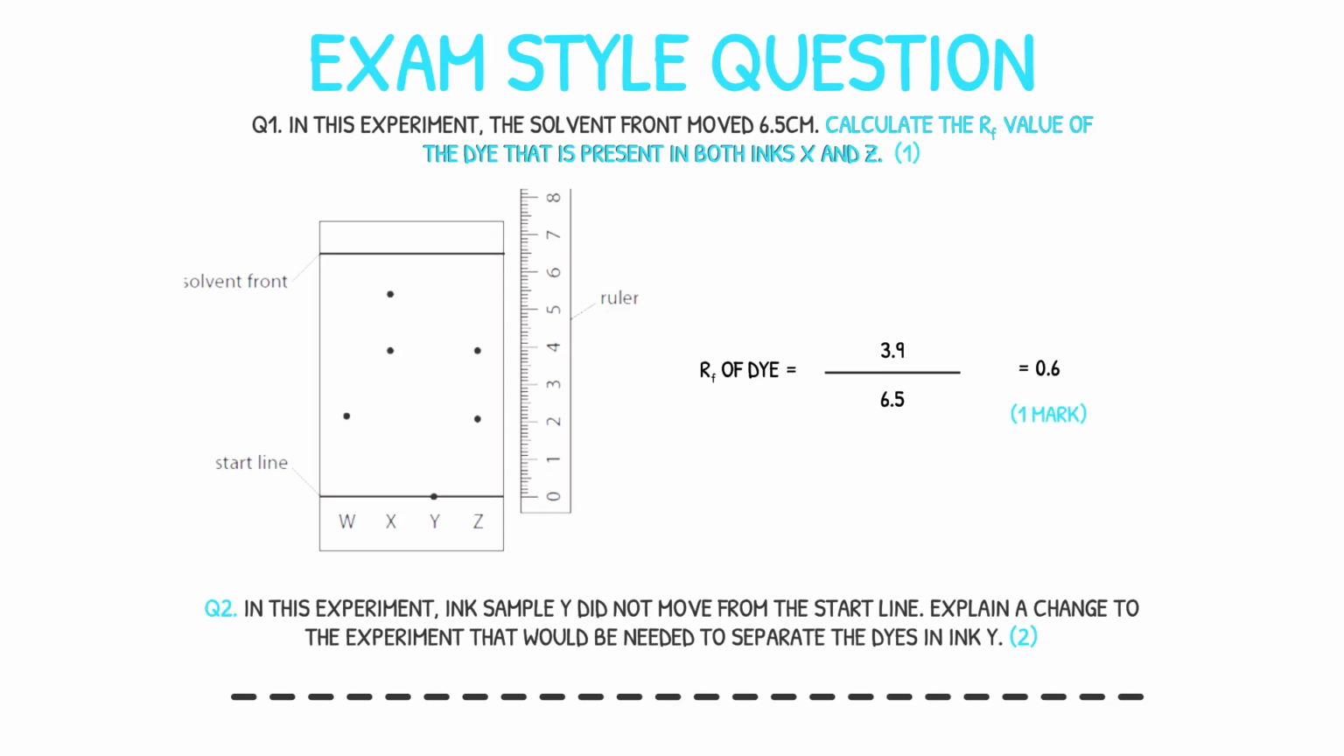The question continues and indicates that sample Y did not move from the pencil line. What change can be made to get the ink to separate? There is only one way to go about this, and this is by changing the solvent. To achieve the 2 marks here, you would have needed to mention that the solvent should be changed so that the ink will dissolve. So, how did you do?